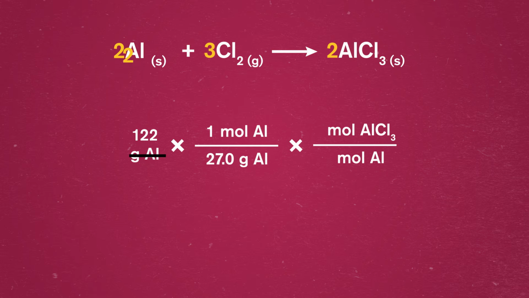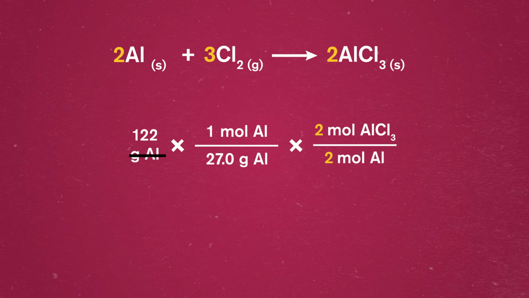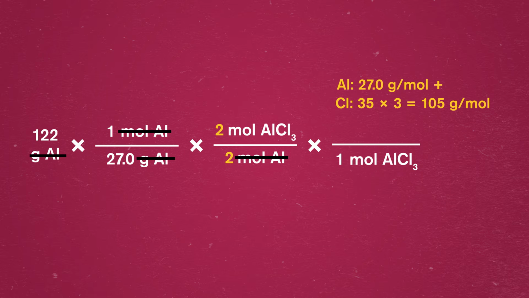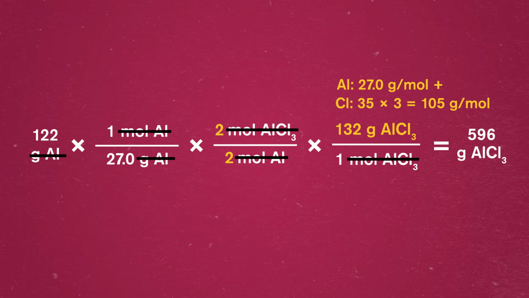We know that it takes 2 moles of aluminum to make 2 moles of aluminum chloride, so our ratio is 2 to 2. Then, all we need to do is multiply by the molar mass of aluminum chloride to get from moles to grams, which gives us the amount produced by aluminum individually at 596 grams.